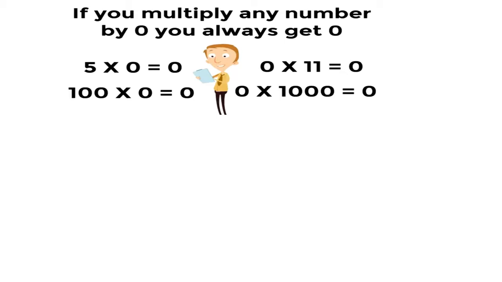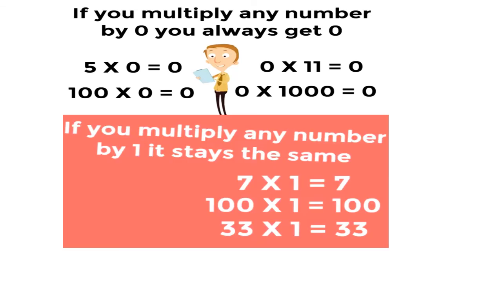Our second trick is that if you multiply any number by 0, you will always get a 0. 5 multiplied by 0 is 0. 0 multiplied by 11 will give me 0. 100 multiplied by 0 will still give me 0. 0 multiplied by 1,000 is still a 0.